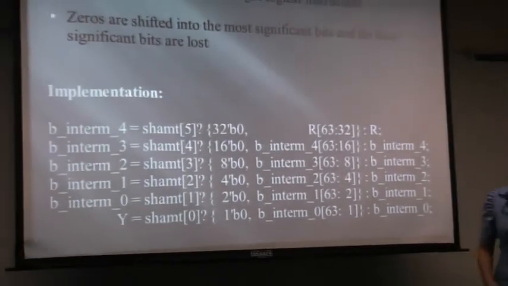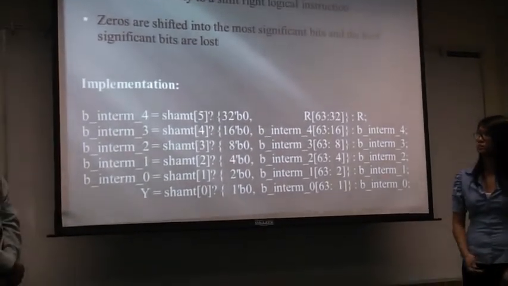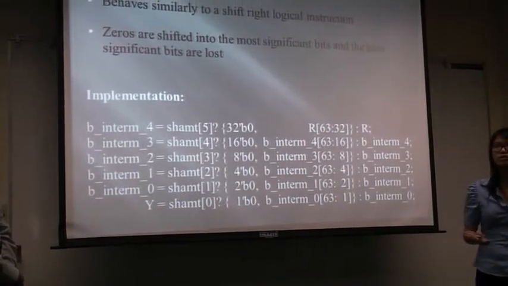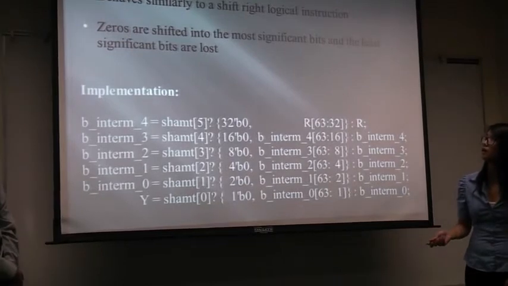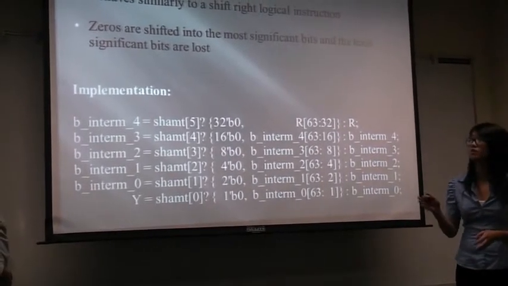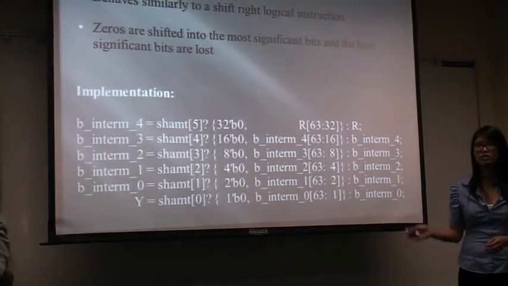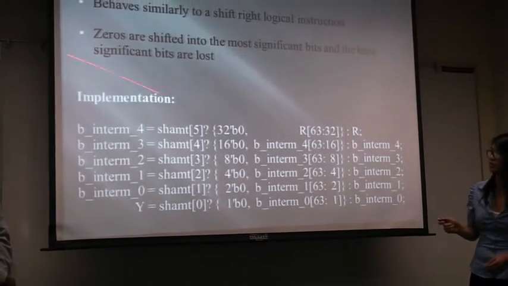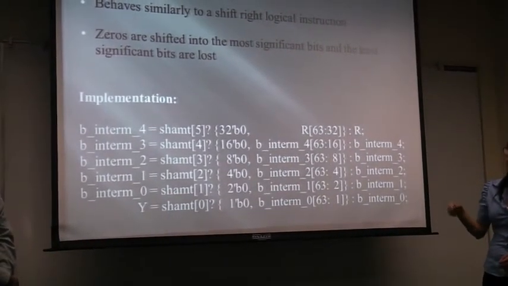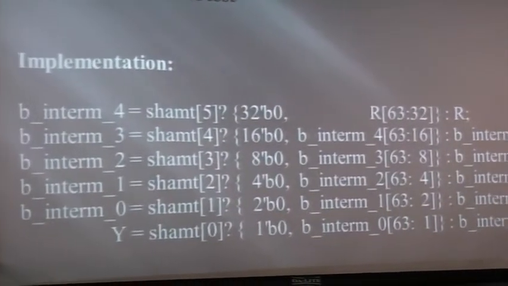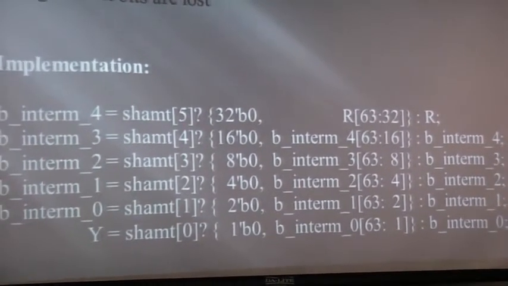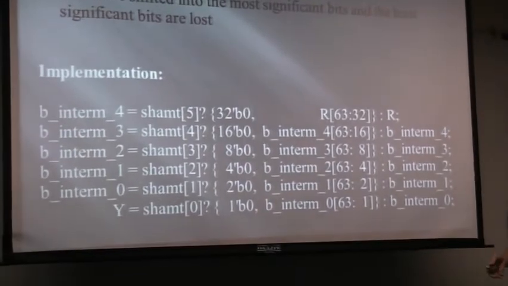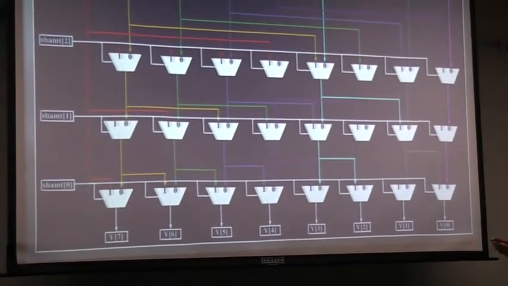Okay, so I'll start off with the barrel shift right logic. It behaves similarly to our baseline shift right logical. So zeros are shifted in, and then the least significant bits are lost. This is the implementation for it. You'll see in the next slide a bunch of muxes. It's just a conditional statement, and the shift amount determines how many times the value is being shifted left or right. Okay, so here's our diagram.